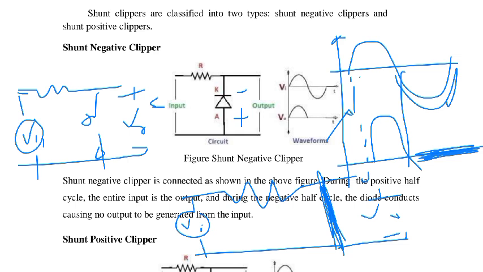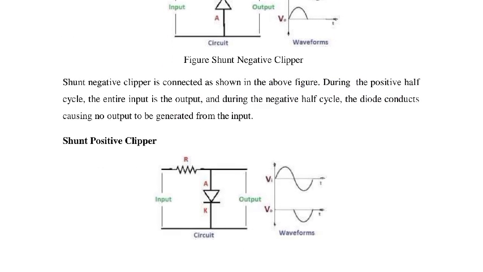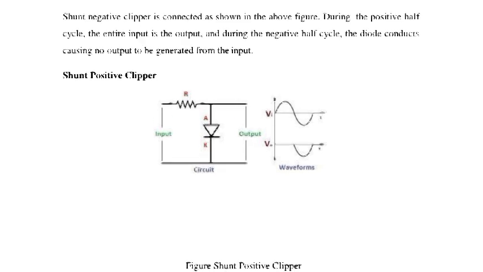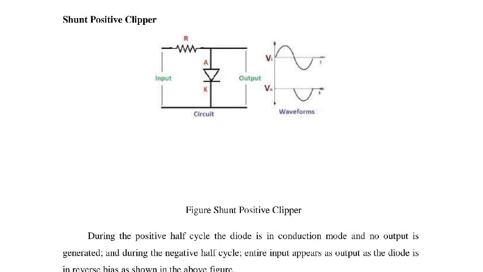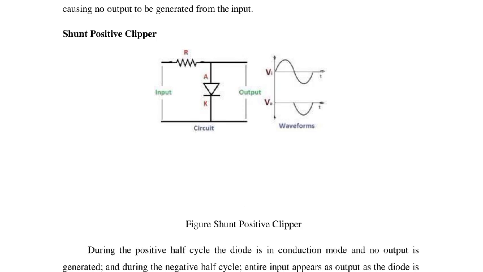Output must be equal to 0. So this is the output waveform of the negative shunt clipper. Next we will see the positive shunt clipper. This is the diagram. The only change is the diode position, which is reversed.